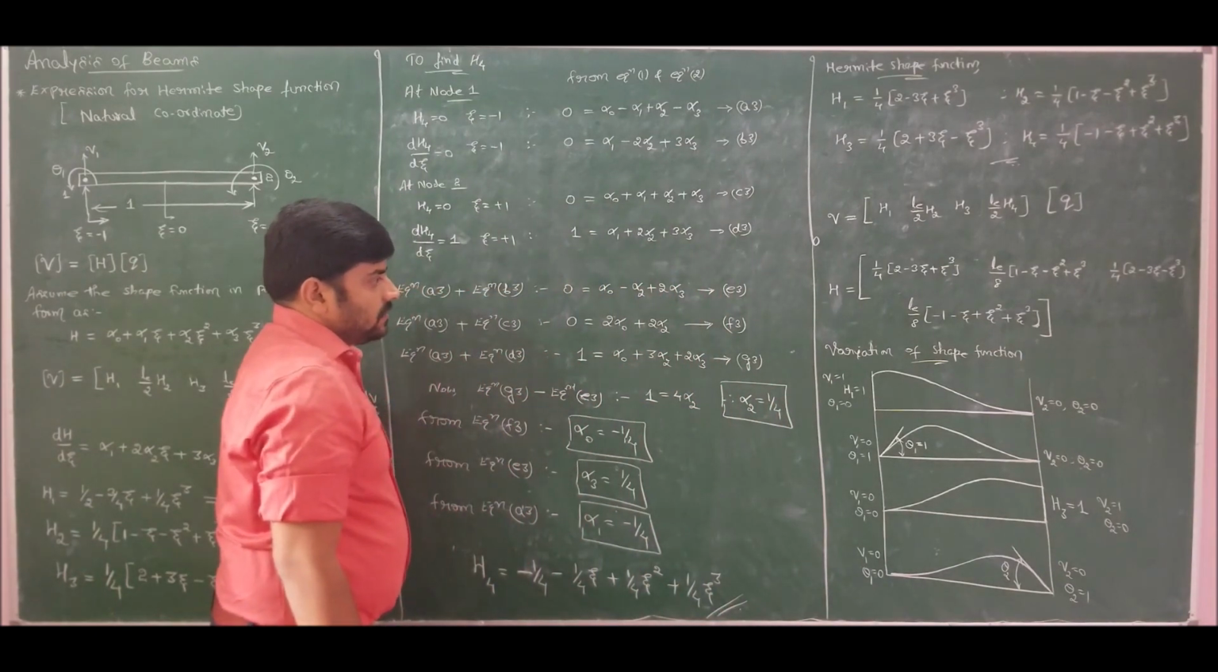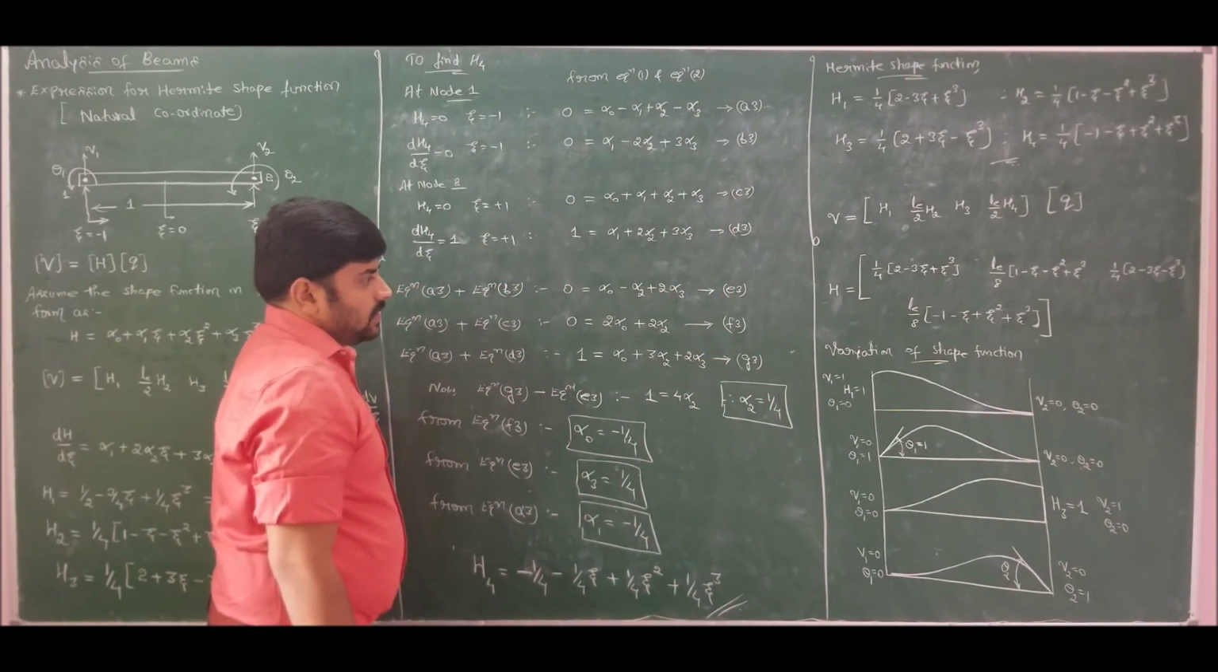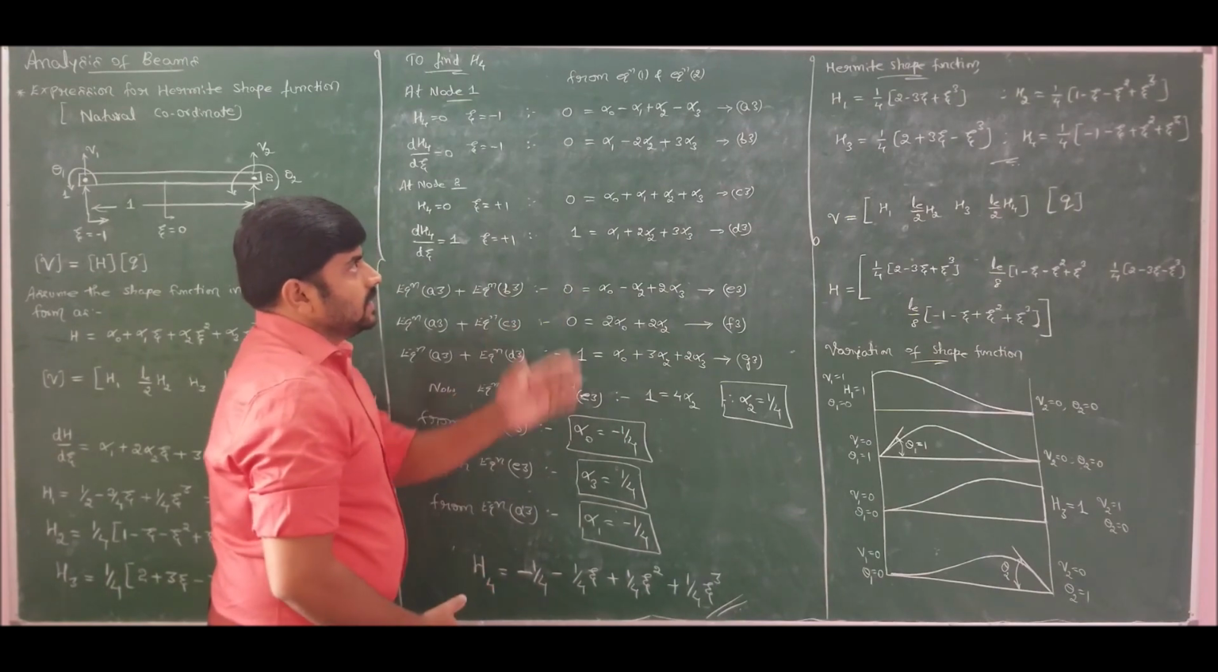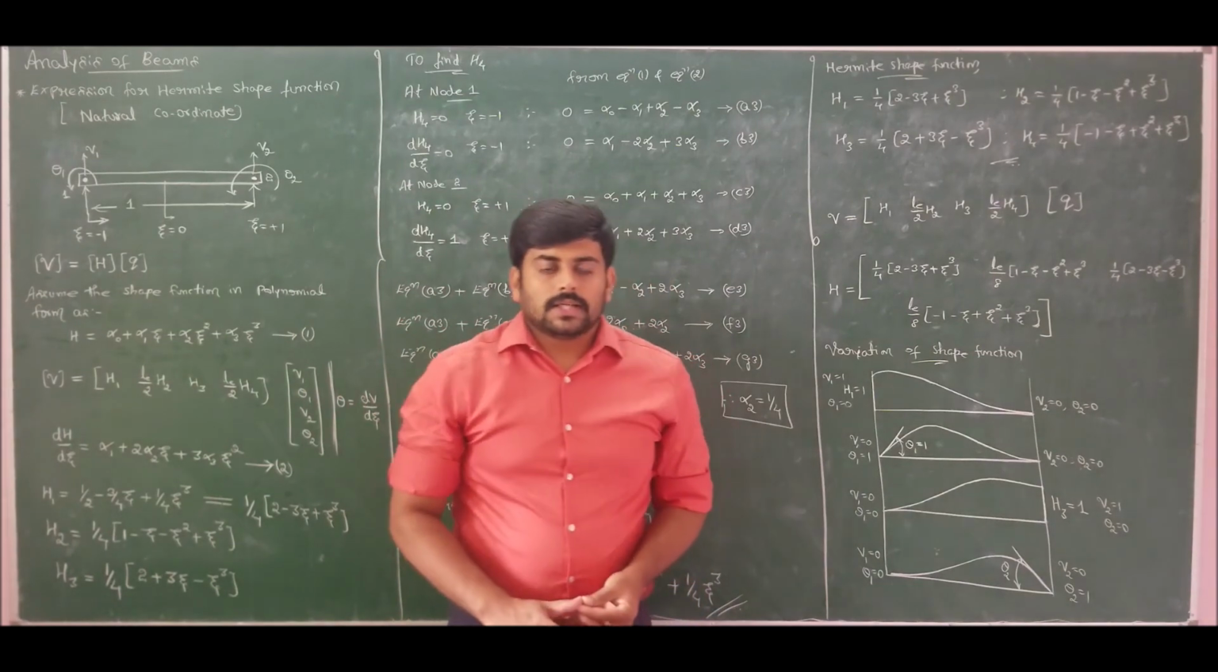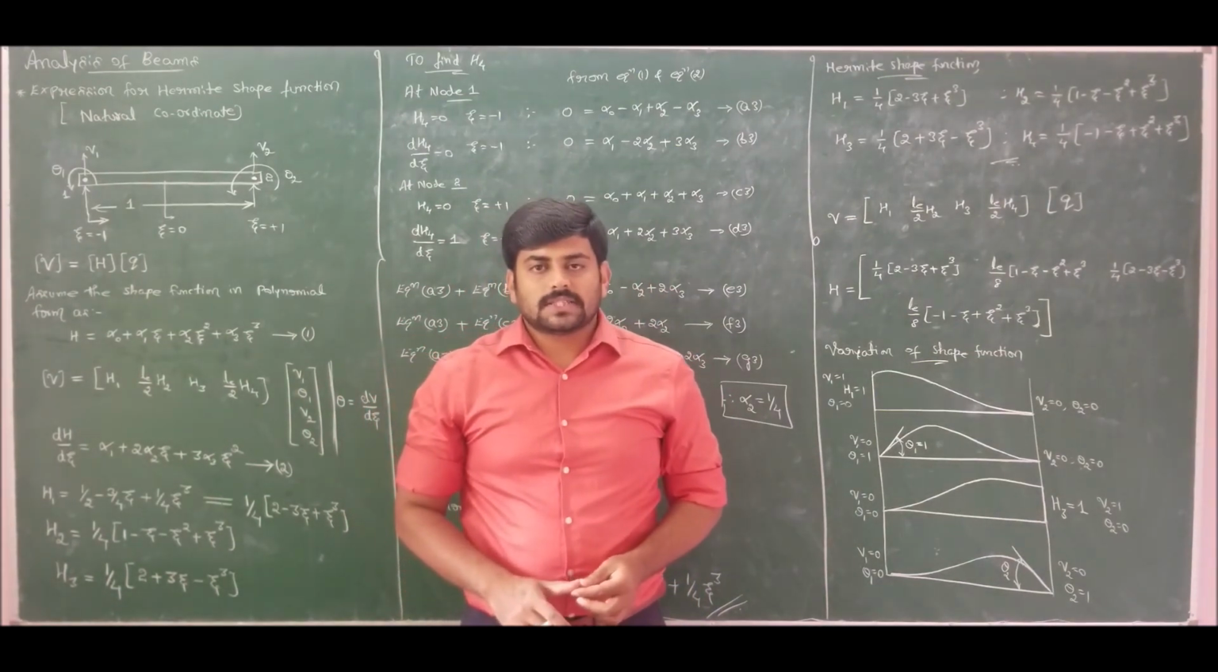So this is the variation of shape function over the length of the beam, and this is the derivation for Hermite shape function in natural coordinate system. In our next lecture, I will take up expression for stiffness matrix for a beam element. That's all from this lecture.